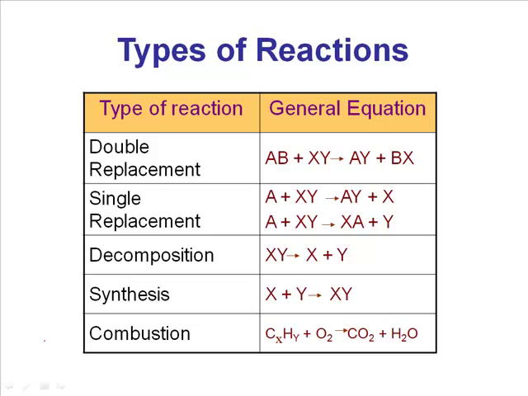Here are the different reaction types in kind of generic form. Notice in the double replacement, the A and the X swap. So we get AY and BX. In a single replacement, the A swaps with either the X or swaps with the Y. Okay? If that happens, the X will be alone or the Y will be alone.